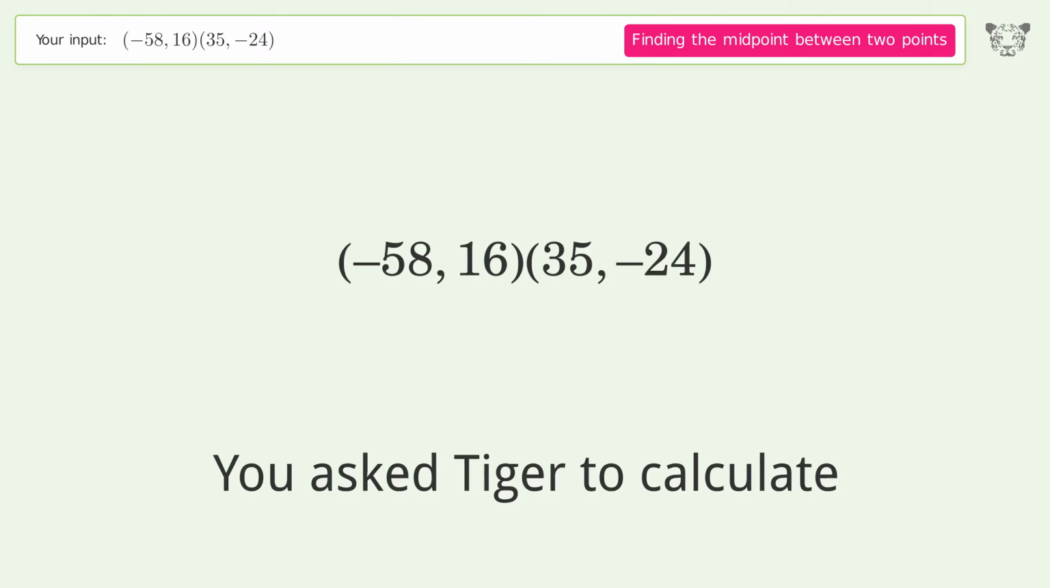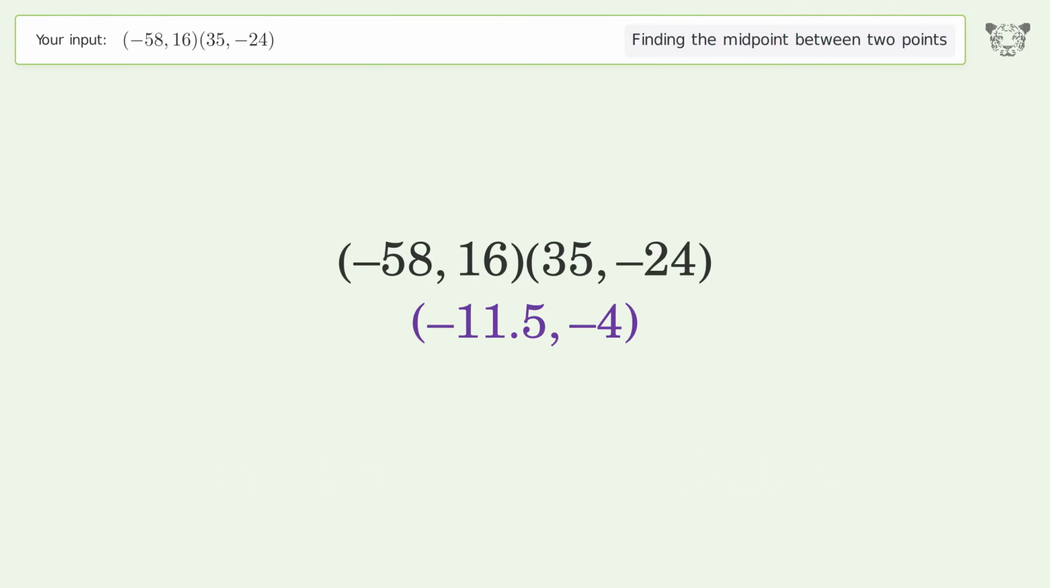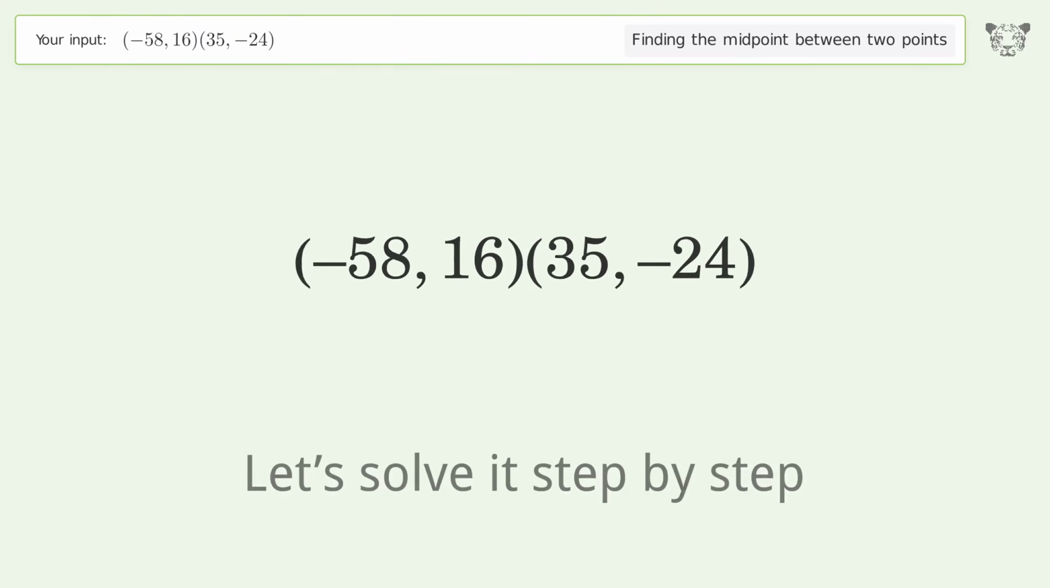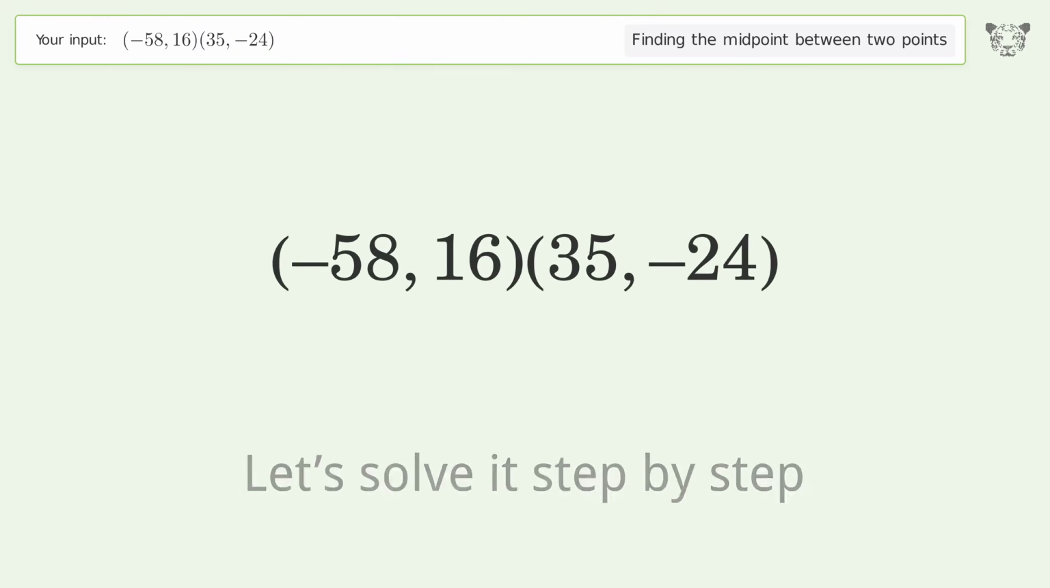You ask Tiger to calculate. This deals with finding the midpoint between 2 points. The midpoint between the 2 points is -11.5, -4. Let's solve it step by step. Plot the 2 points and calculate the midpoint using the formula.